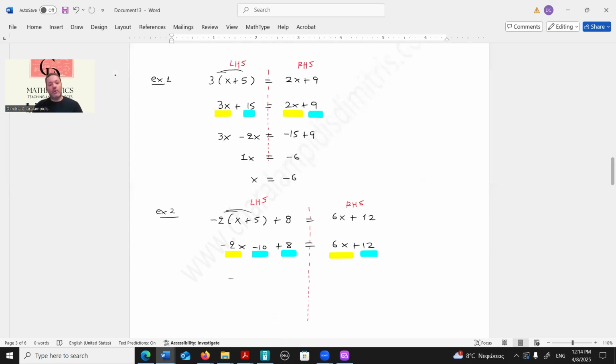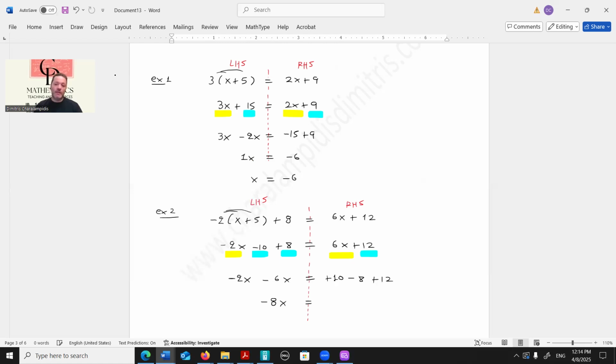Negative 2x was at the left, it remains at the left, nothing will change. 6x was originally at the right, it should move at the left, so it's going to be negative 6x. Minus 10 was at the left, it should move at the right, it's going to be plus 10 minus 8 plus 12. Negative 2x minus 6x is negative 8x.